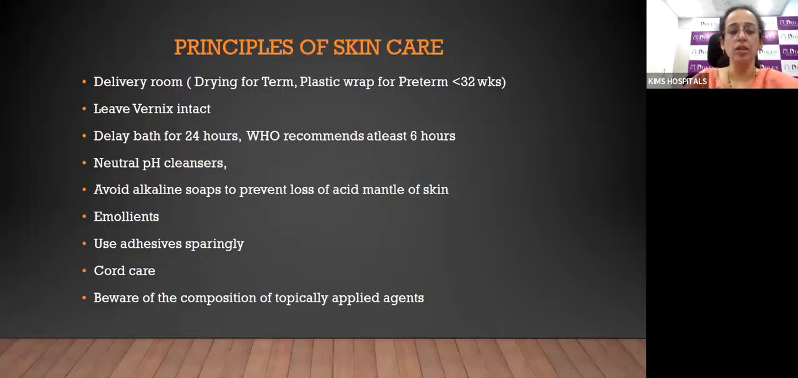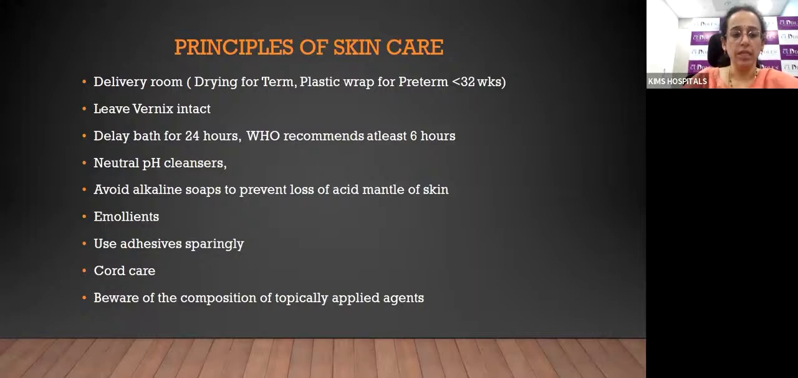We should advise the parents to delay the bath for 24 hours. We should also train the nurses for the same. WHO recommends at least 6 hours. To avoid damage to the acid mantle of the skin, we should always prefer neutral pH cleansers and avoid alkaline soaps whenever we are prescribing them for babies.